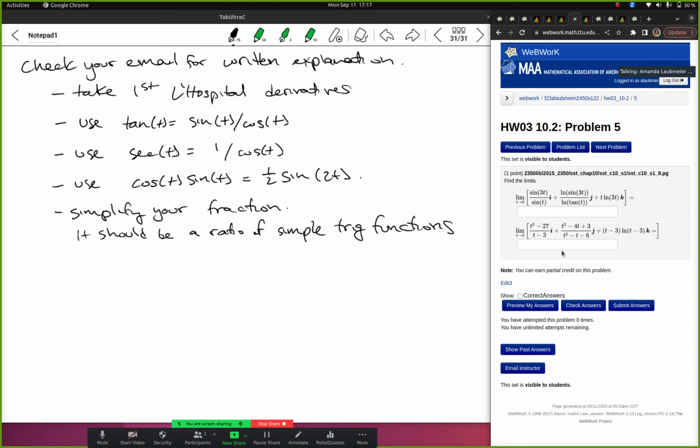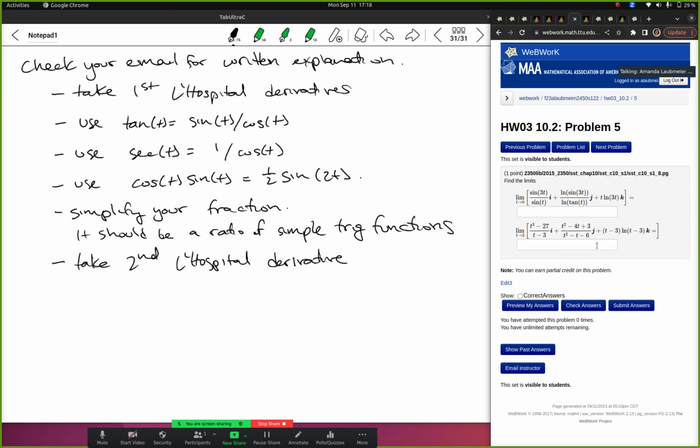It should be a ratio of simple trig functions. By simple, I mean like sine, cosine, and tangent. And then just take a second L'Hopital's rule, which will be a lot easier because it's simple trig functions. And then at that point, you'll have your answer. So that's how you do that one.